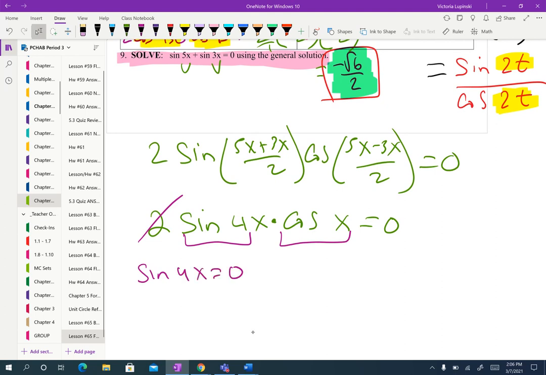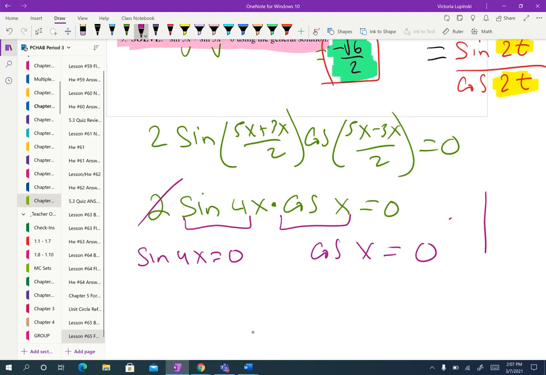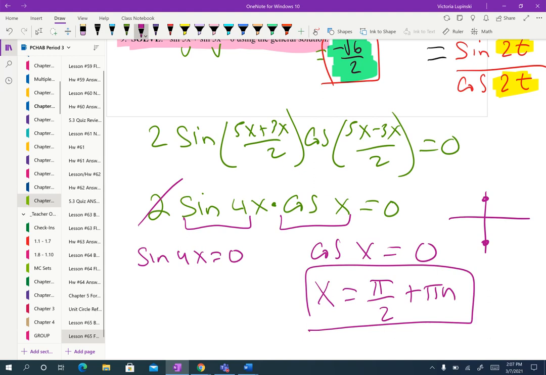So sine of 4x equals 0, cos of x equals 0, and I'm going to solve each one. But actually do the easier one first. So the cosine of x equaling 0. Again, if you think about your unit circle, the cosine is the x value. So that's true at the top and at the bottom. Because they're asking you for the general solution, you would say pi over 2 plus pi n. That would give you everybody from the top and the bottom.